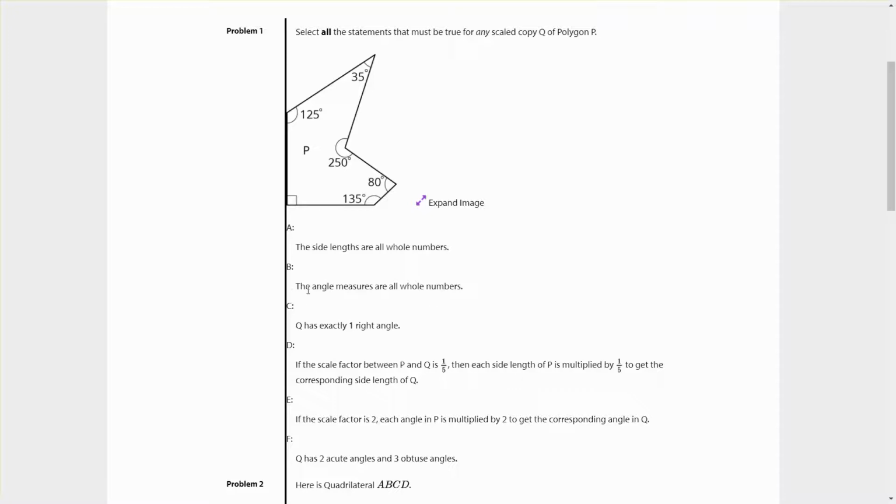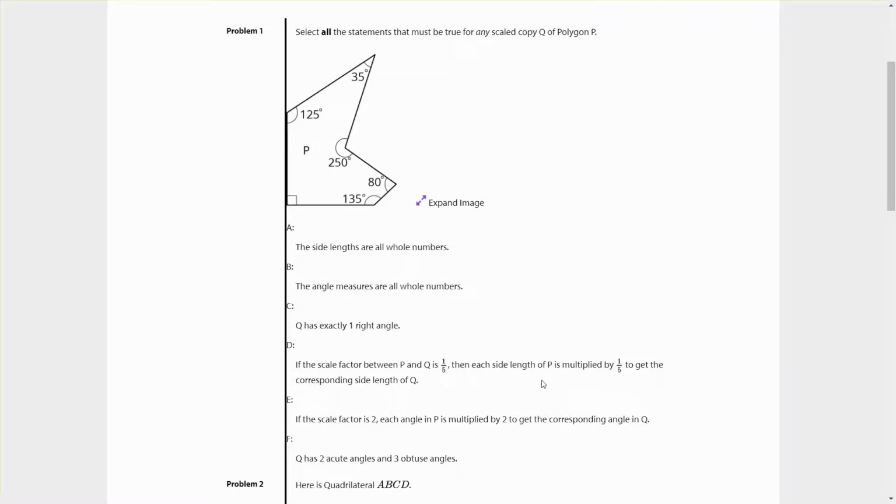Similarly, for statement B, where it says all of the angle measures are whole numbers, if you look at this shape, all of the angle measures currently are whole numbers. These angles will not change in any scale copy of this figure. So therefore, all of the angles will remain as whole numbers. Okay? The other statements, that's kind of what you have to think about.